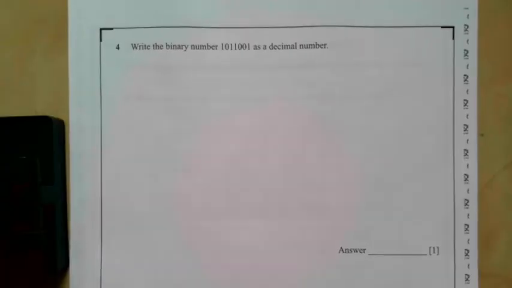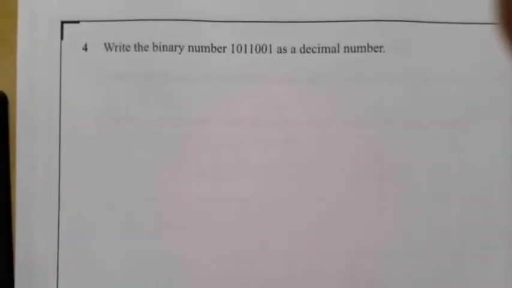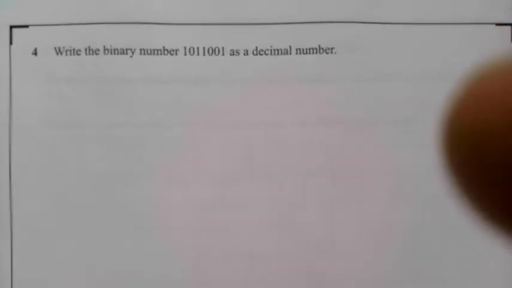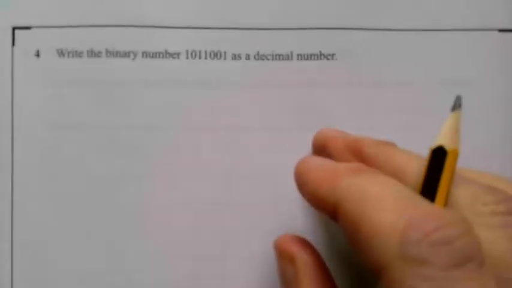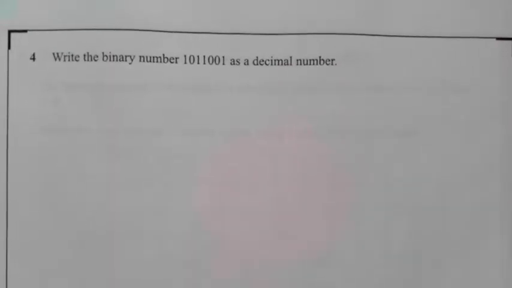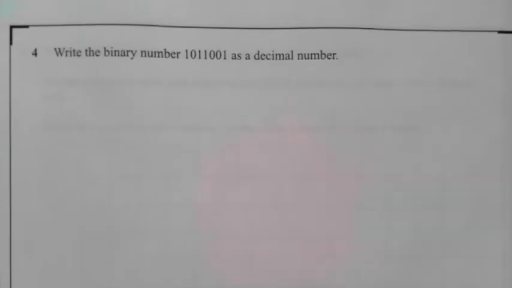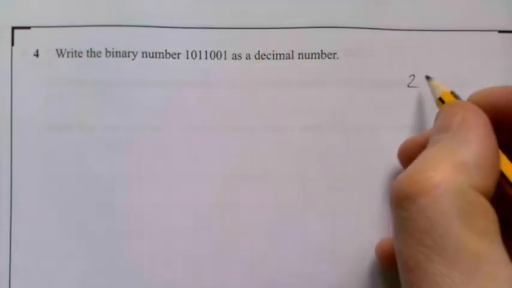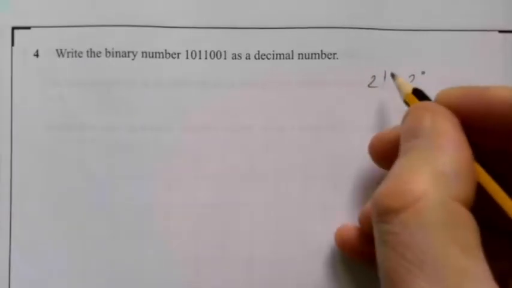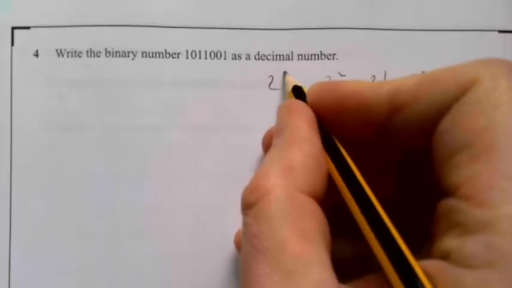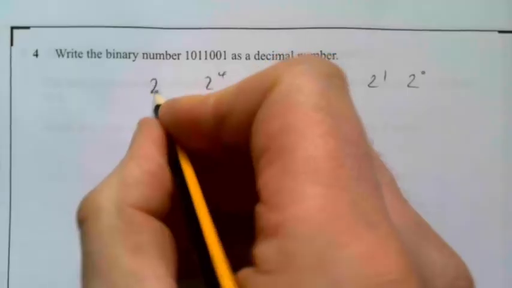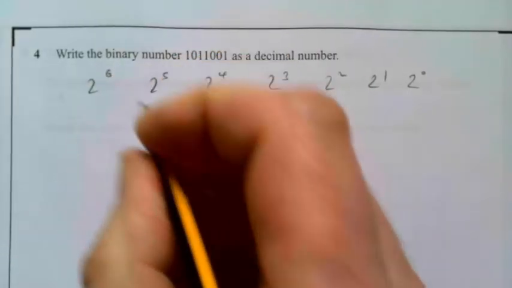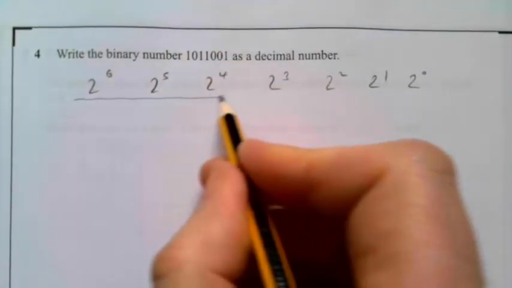Question 4, write them as a binary number. We'll come back in. Focus. So to do our binary numbers, we need to do powers of 2. Remember, we do it backwards. It's 2 to the power 0, 2 to the power 1, 2 to the power 2, 2 to the power 3, 2 to the power 4, 2 to the power 5, and 2 to the power 6. That helps me remember the numbers.